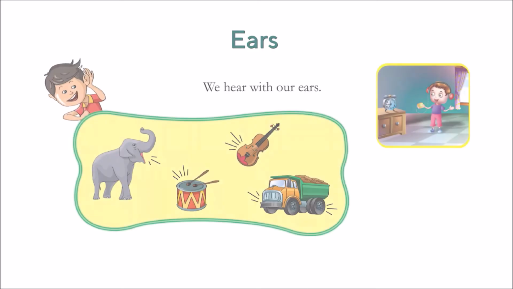Next, we hear with our ears. We can hear the beautiful music coming from different instruments. We can hear the sound of the animals. We can hear when people talk to us. We can also hear when the alarm rings in the morning. We can use headphones and listen to music with our ears. We can also hear the honking sound from any vehicle when we are crossing the road or when we drive.